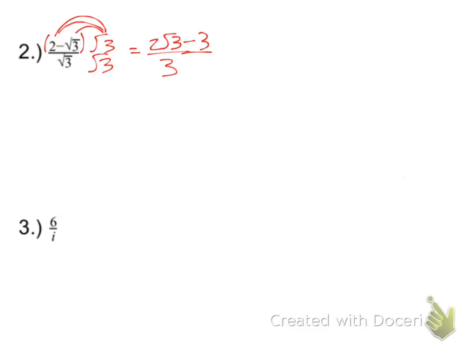The question now you need to ask yourself is, can I put together 2 square root of 3 minus 3? Can I simplify everything by dividing it by 3? So guess what? That's it.